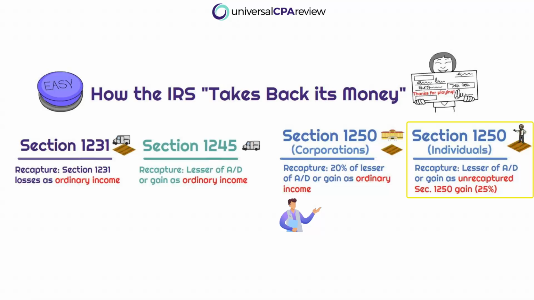1250 for corporations in that we're not taking a percentage of this amount, right? Remember, for Section 1250 for corporations, this is going to recognize that recapture as 20% of the lesser of these two, right? So for Section 1250 for individuals, this is going to be 100% of the lesser of these two. And again, this is going to get slapped with the 25% rate for the unrecaptured Section 1250 gain.